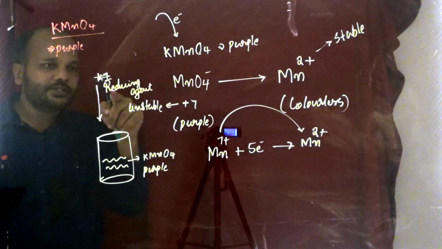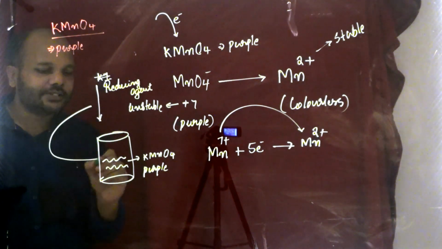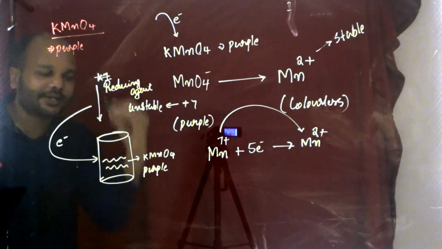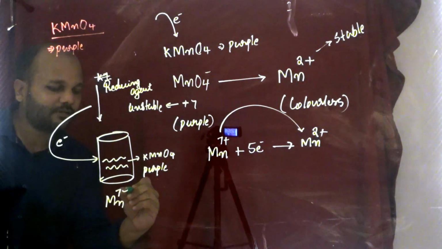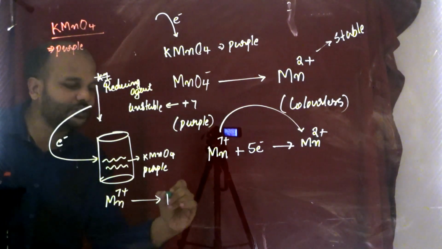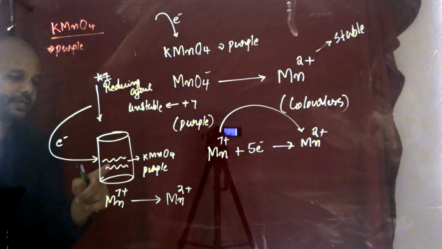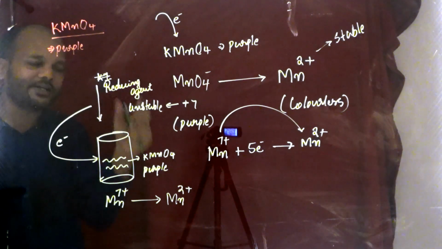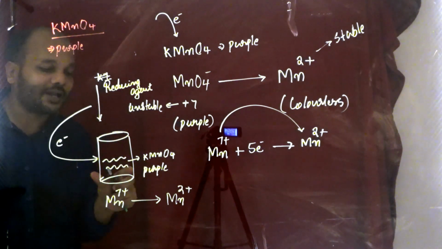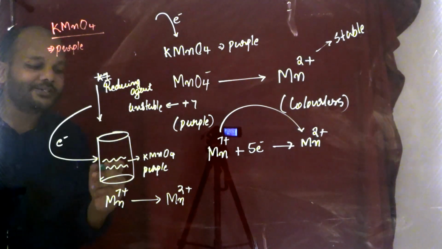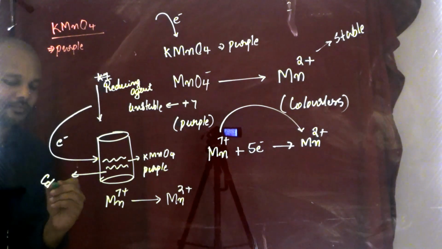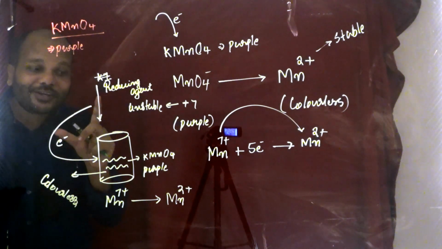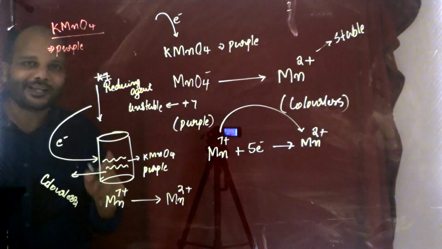When the reducing agent is added, this KMnO4 will be getting electrons. Keep on adding the reducing agent, and the Mn7 plus in KMnO4 goes on changing to Mn2 plus. The color of KMnO4 is purple, but after some point, once you have added enough reducing agent, this solution turns colorless. So you can understand what is happening.